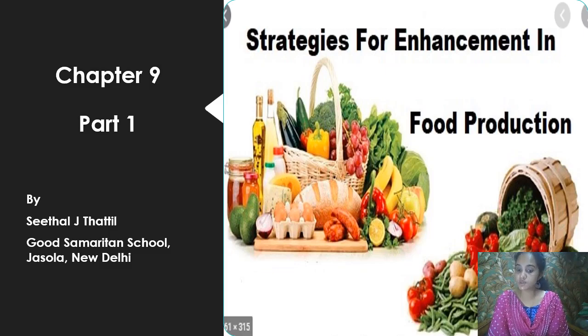Okay, so this chapter is going to deal with the strategies that we are going to use for increasing the food production. So it can include the different methods like plant breeding, it can include animal breeding, some kind of biotechnological process where we can control the pest and the diseases.